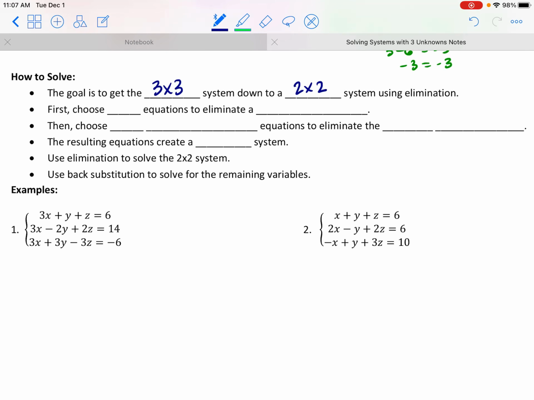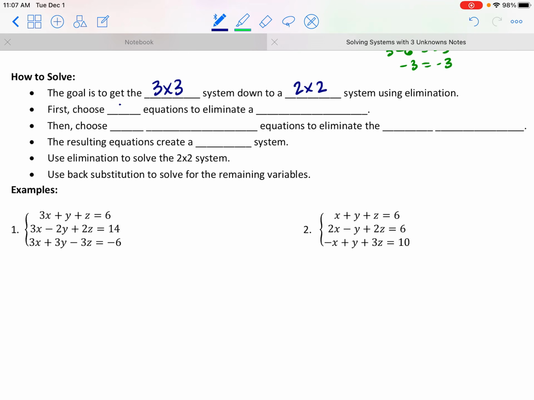So how do we start with a 3 by 3 and get it down to a 2 by 2? What we want to do is choose two of the equations to eliminate a variable. Doesn't matter what two equations you choose, and it doesn't matter which variable you choose, but you do want to be strategic. So whatever looks easiest to get rid of. So for instance, if I was looking at this system, adding the x and -x together, I don't even have to multiply an equation. I might start with those two. Okay, but let's start with number 1 here, okay?